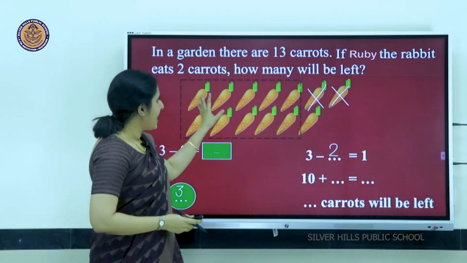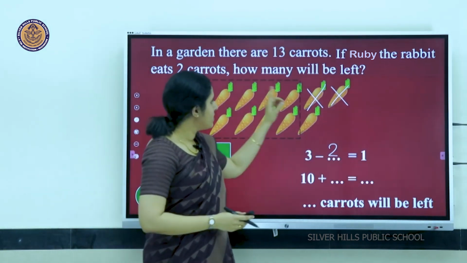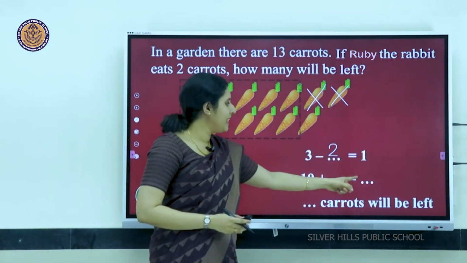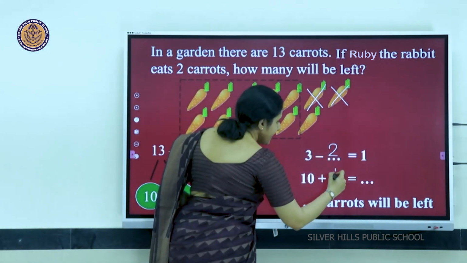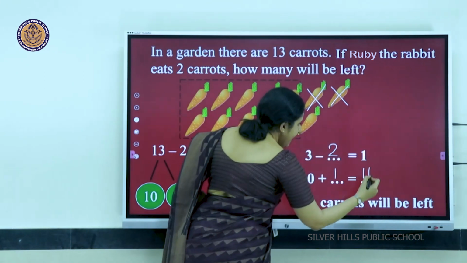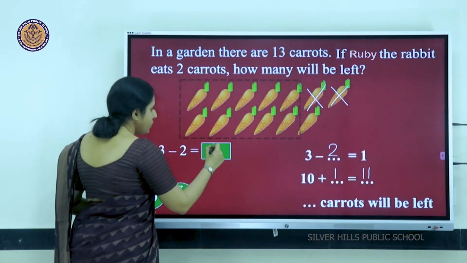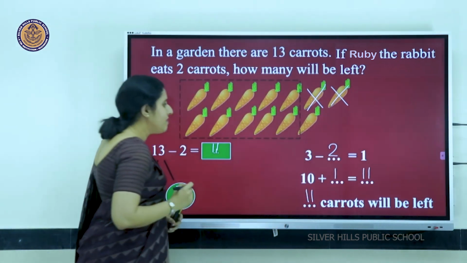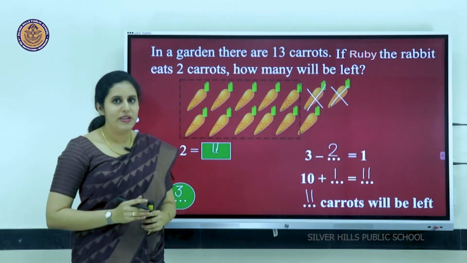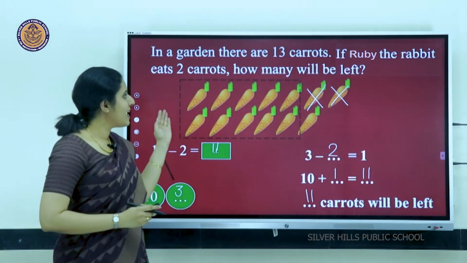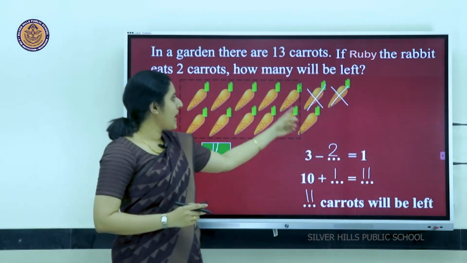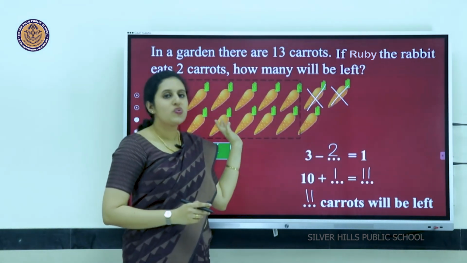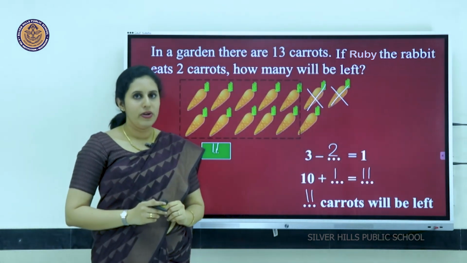Now, let us see. Inside this 10 group, there are 10 carrots. Outside now only 1 is left. Inside 10, outside 1. 10 and 1 put together will give you 11. Let us fill that. So, 10 inside, 1 outside, 11 is the final answer. That is what you should write here also. 11 carrots will be left. So, how many carrots will be left? 11 carrots will be left. And this is how you solve such a problem, by subtracting from ones only. From the ones side only we have subtracted, and that is why this method is called subtract from ones only.